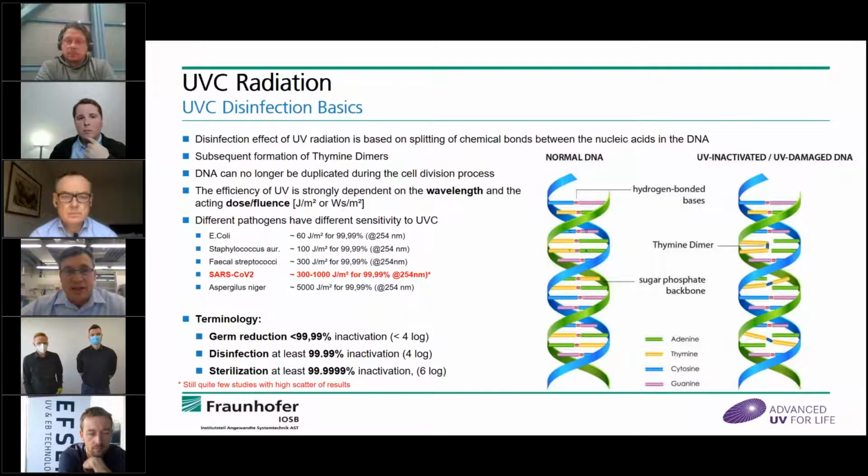Different pathogens also have different sensitivity to UVC. You can see E. coli is a microorganism that is very easy to inactivate. You only need 60 joules per square meter for 99.99% inactivation. And on the other side, you have molds or spore formers like Aspergillus niger, which needs about 5,000 joules per square meter for this inactivation rate.